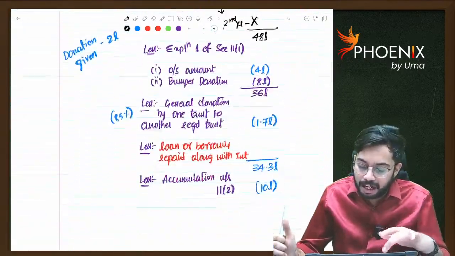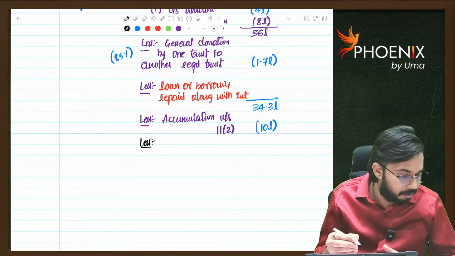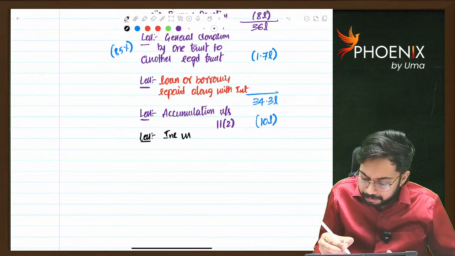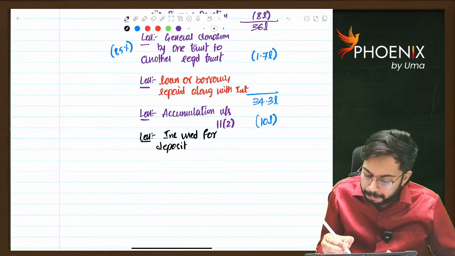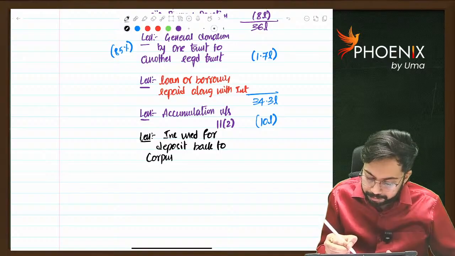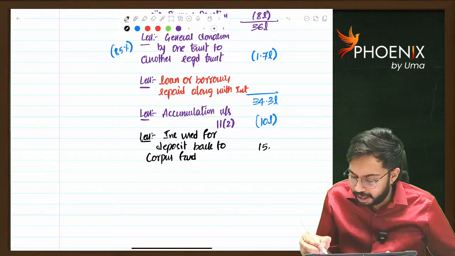So another deduction allowed is income used for deposit back to corpus fund. 15 lakh rupees.